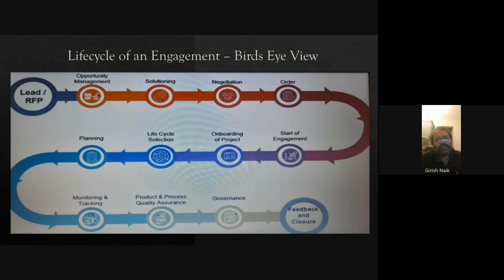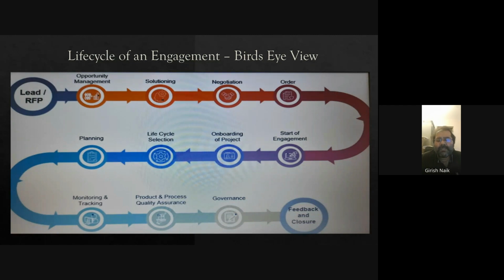Then there comes the next one, which is life cycle selection. I think I covered previously what you mean by life cycle. It can be a development engagement, a managed services engagement, a managed testing engagement, or an agile engagement. Selecting a proper life cycle is very critical in quality assurance, because depending on which life cycle you select at this phase, different checks, different plans, and different metrics get enabled.